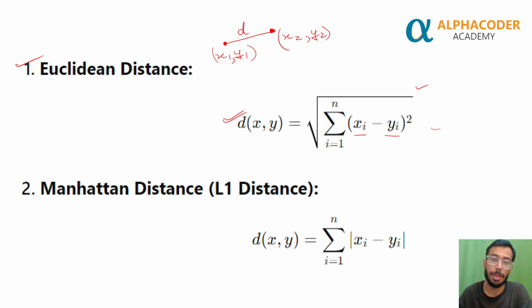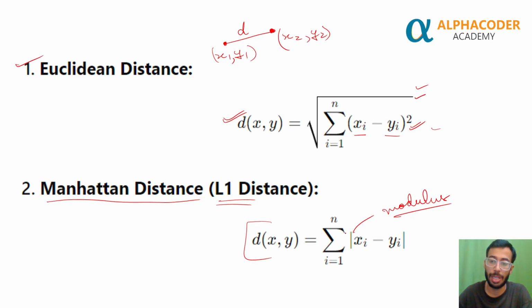Another method that you can use to calculate the distance between two points, two coordinates, is the Manhattan distance, or you can also call it the L1 distance. And this is the formula for doing that. This is nothing but the modulus. Here, what we were doing, we were squaring first and then taking the square root. Here we have removed the square, we have removed the square root, we are just taking the modulus value of the difference between them. So these are the two most commonly used methods of calculating the distance.